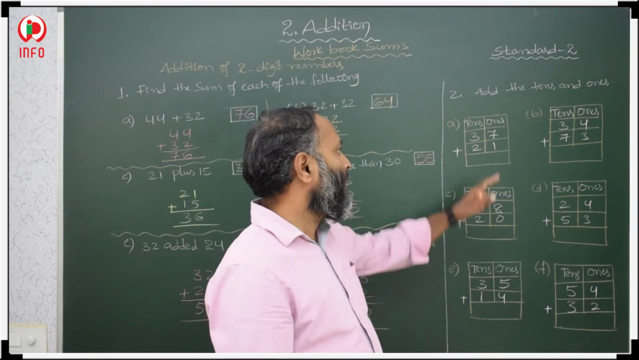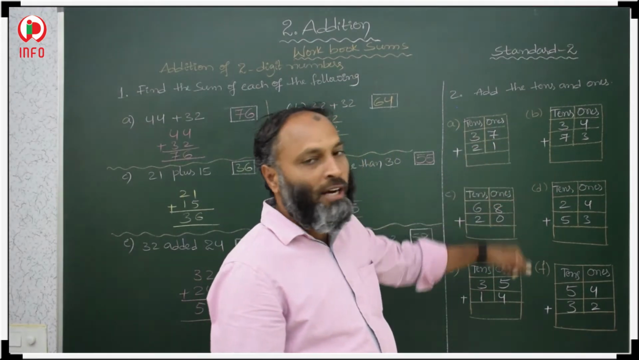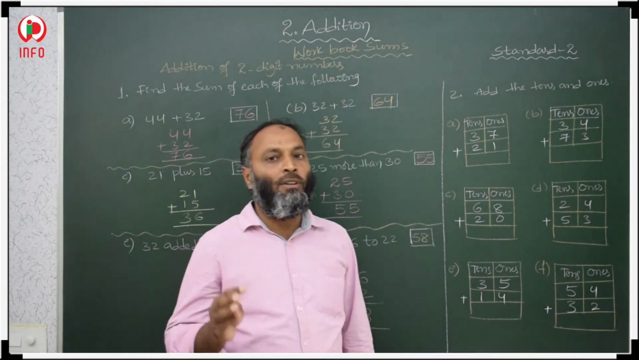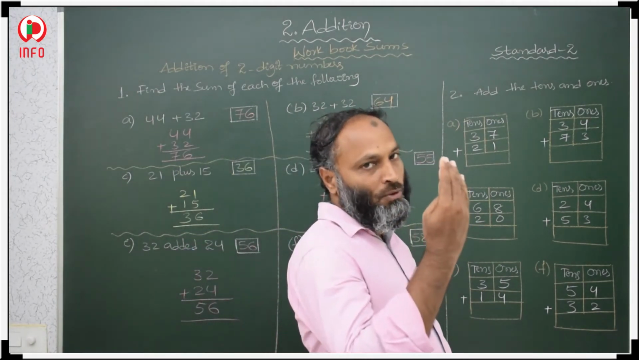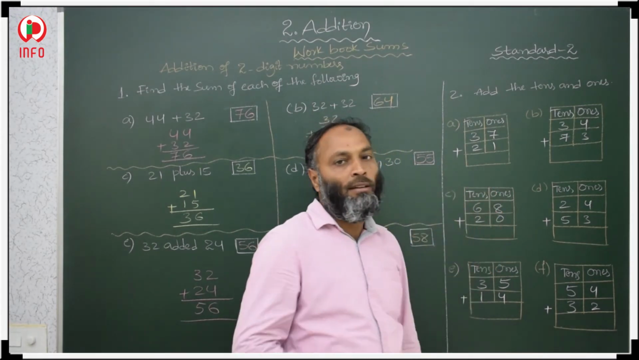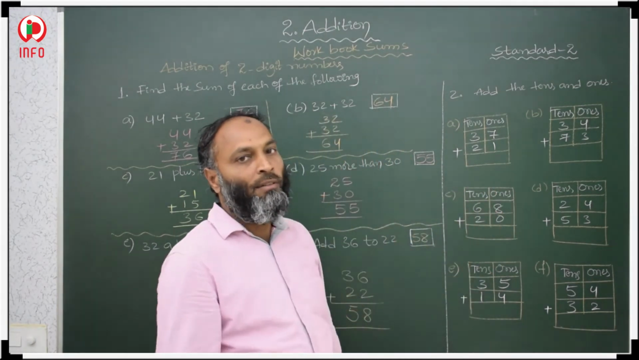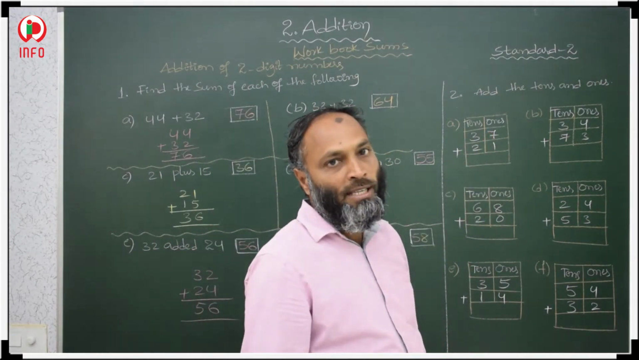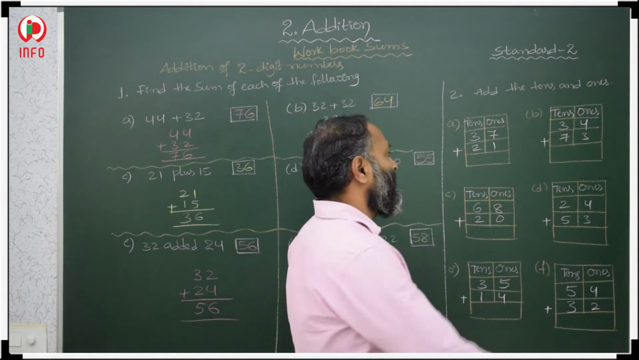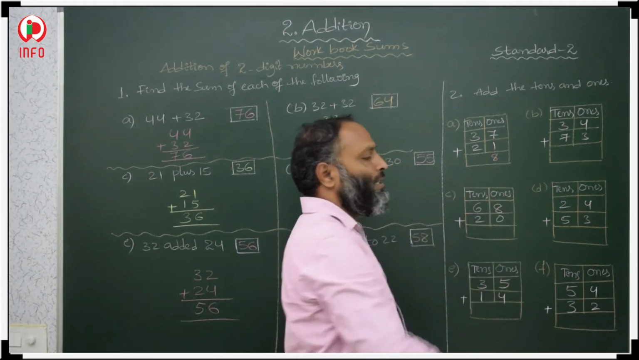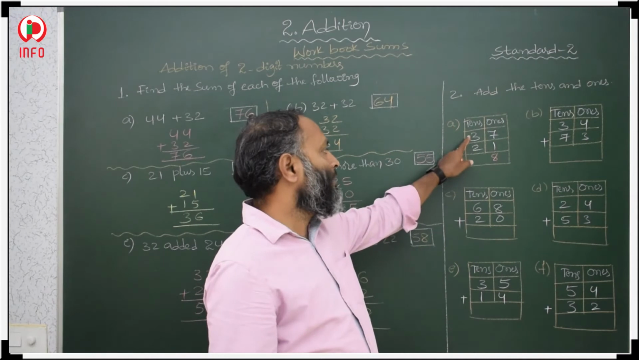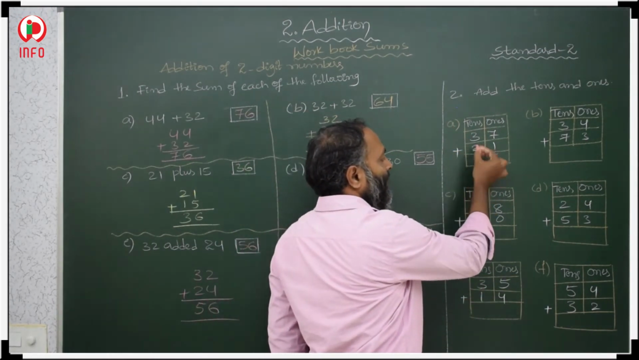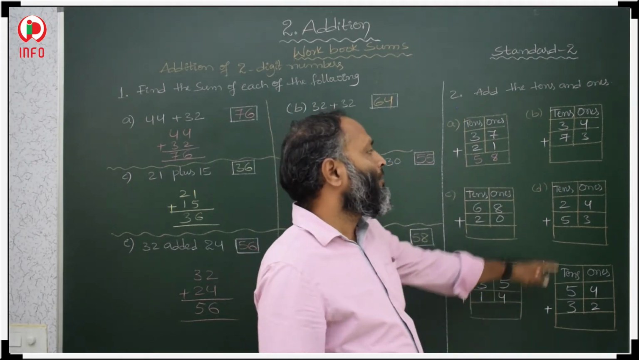Okay. Now, 7 ones. First we have to add ones, not tens. Whether addition or subtraction, we start from ones only. Ones, tens, hundreds, like that. From right to left we have to move. 7 plus 1. If 1 is added to any number, we get the successor, 8. 7's successor is 8. Then 3 plus 2, 5. 58.